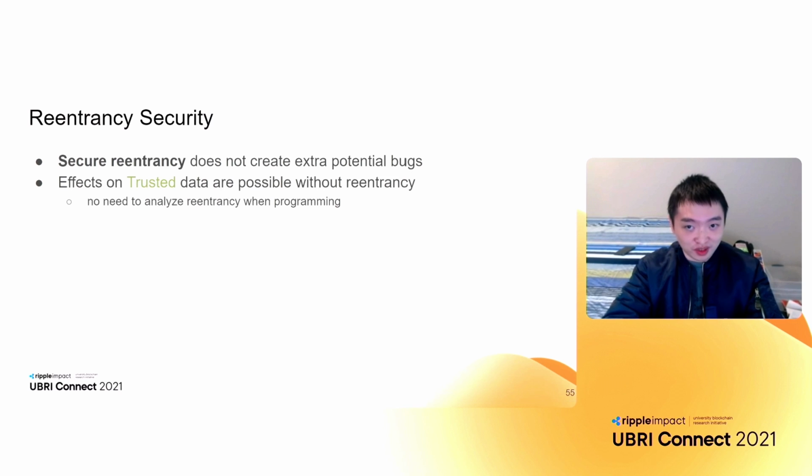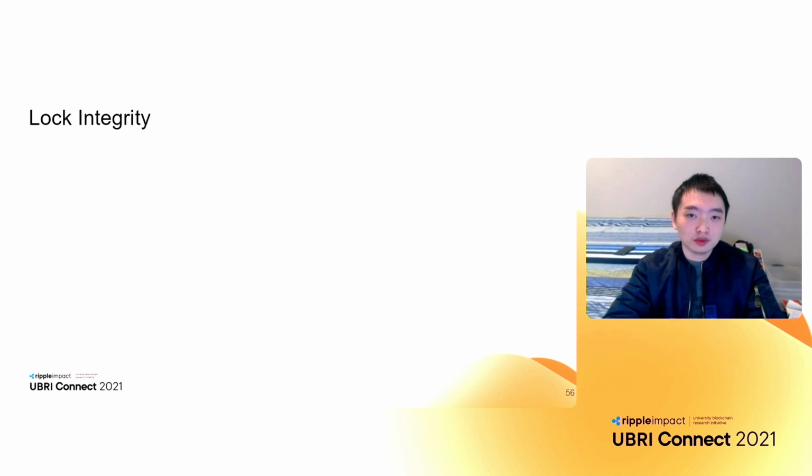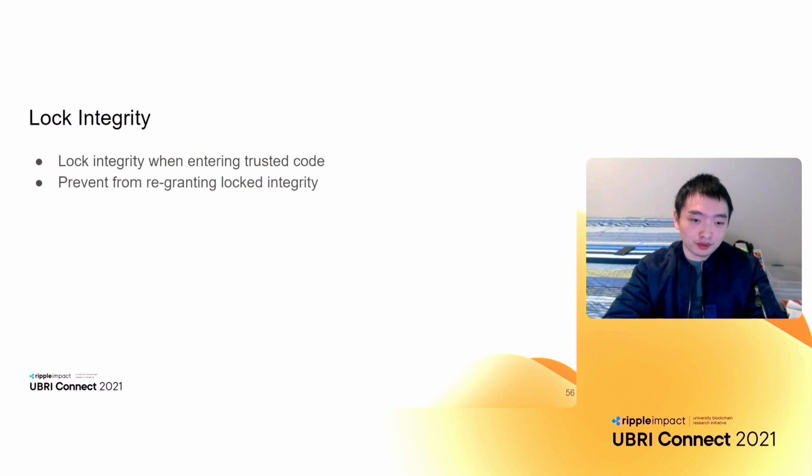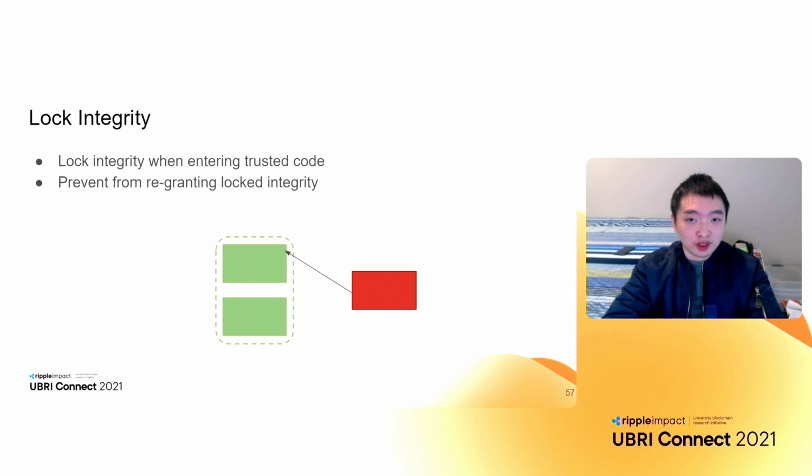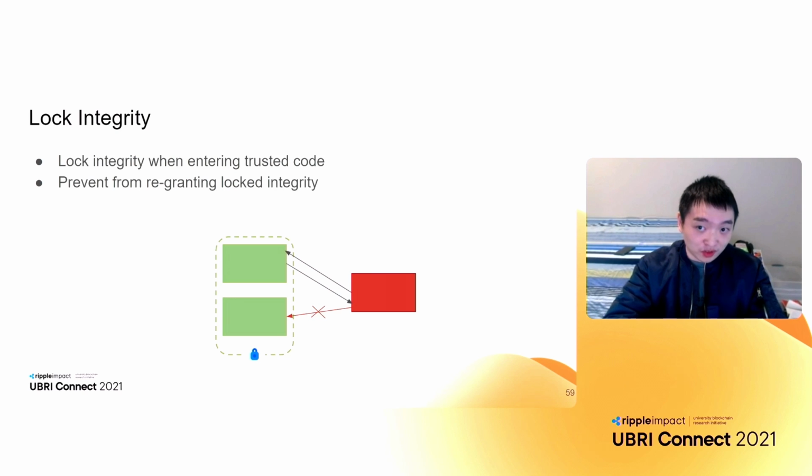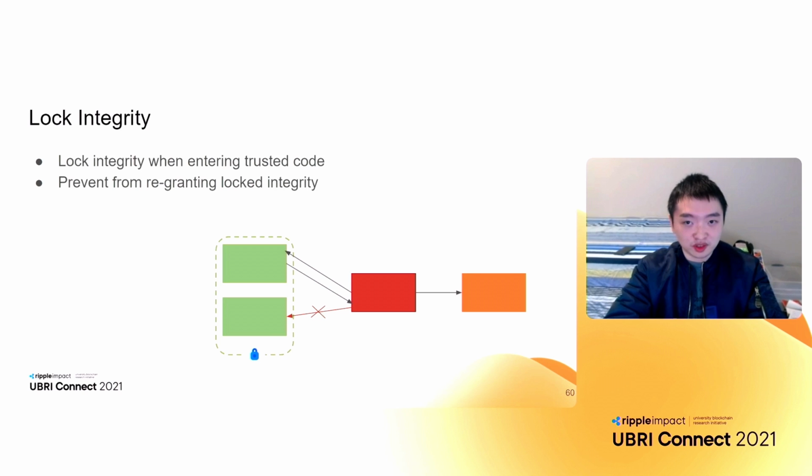We enforce this notion of security by locking integrity. We lock integrity when entering trusted code, and we prevent re-granting locked integrity later. For example, when an untrusted party calls to a trusted function, we grant this integrity and lock this integrity level. If the untrusted party wants to call back to another trusted function, it is re-granting this trusted integrity level, and therefore will be blocked. Please notice that only a locked integrity level will be protected. Calling to other integrity levels is okay.